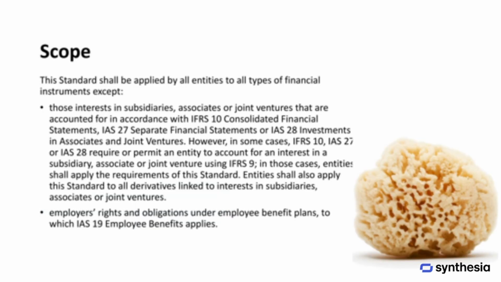This standard applies to all entities and covers all types of financial instruments, with a few exceptions. It does not apply to interests in subsidiaries, associates, or joint ventures that are accounted for under other specific standards. However, if these interests are measured using the rules for financial instruments, the requirements of this standard must be followed. The standard also applies to all derivatives linked to these interests. Additionally, it does not cover employers' rights and obligations under employee benefit plans, which are addressed by a separate standard on employee benefits.